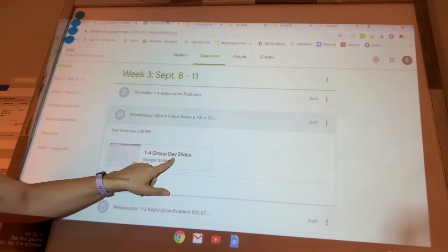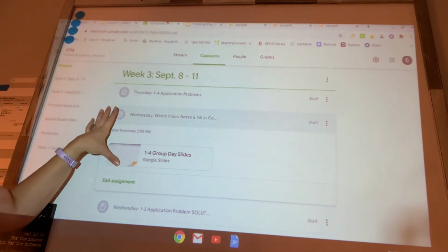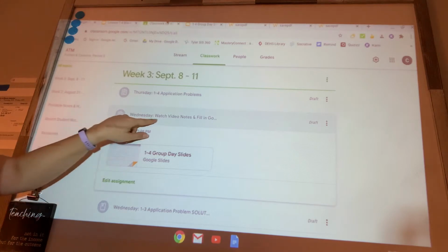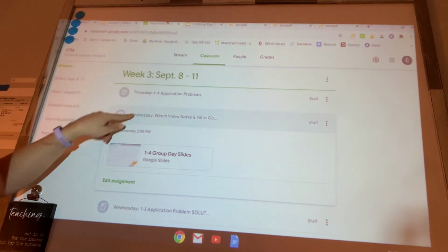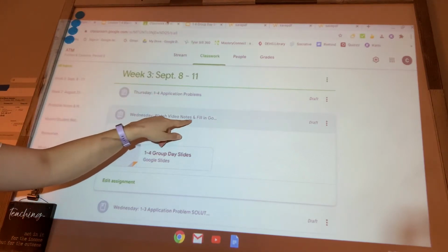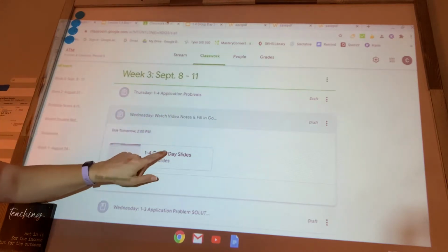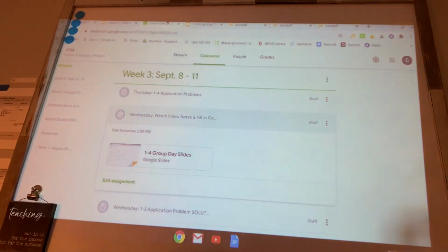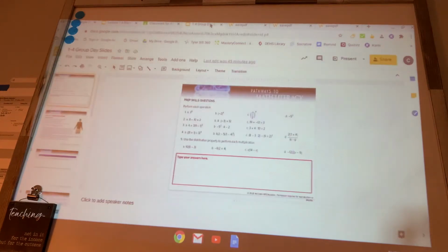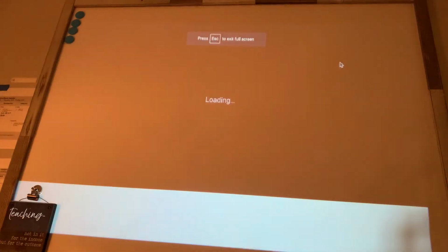And so what I want you guys to do is to go to Google Classroom. That's what I'm displaying right here. And underneath classwork for week 3, you'll see Wednesday, watch video notes and fill in Google Slides. So I want you to click on the group day Google Slides. And here's what you will see. You'll have your text boxes that I want you to fill in, okay?